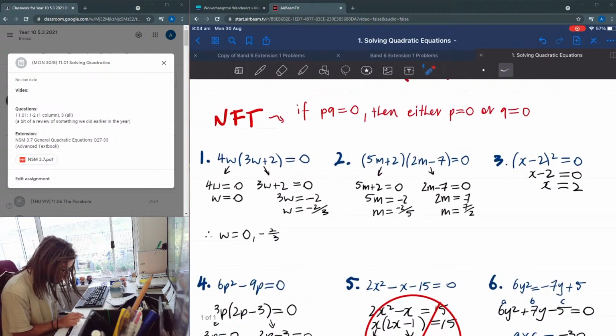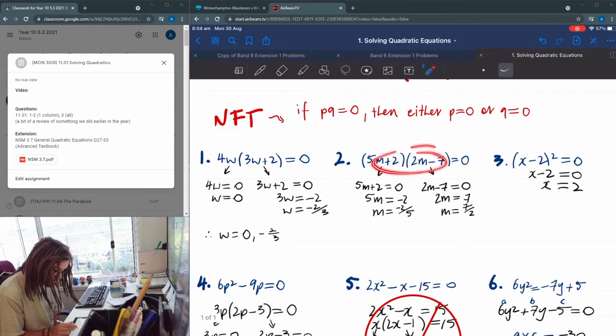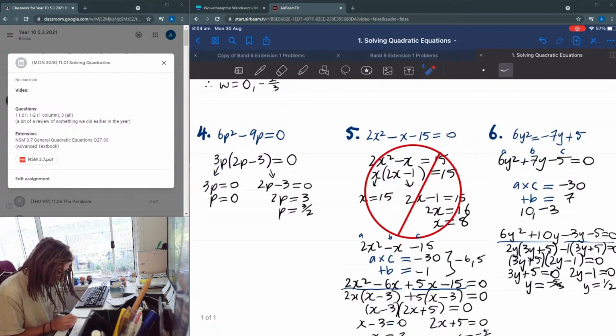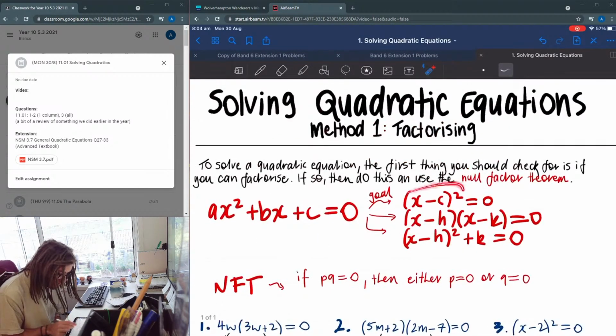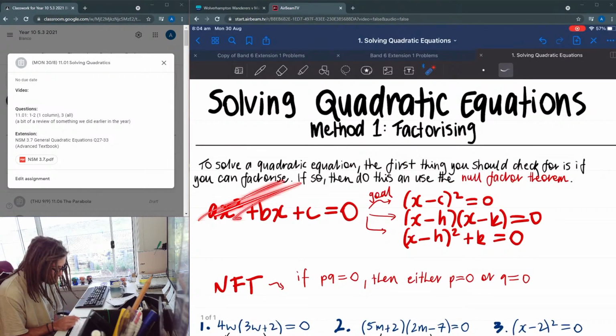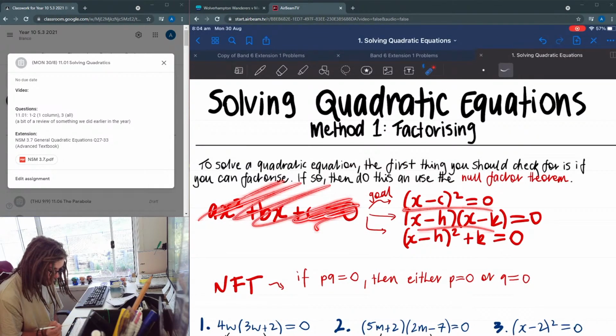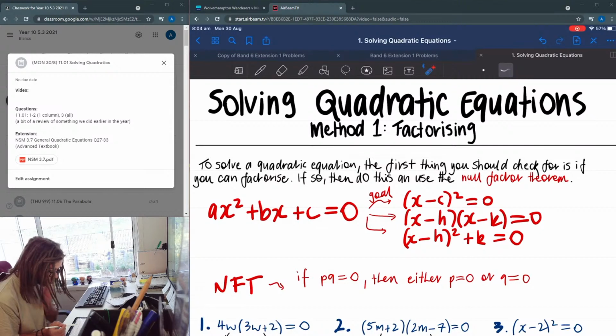So, this one kind of does. You could put it in set brackets. This one, this one, this one. These ones all look like factorized. Yeah. So factorized. Once they're factorized, you can solve them. So I can't solve them when they look like this. The goal is to make them look like this. That's the point. We have done that before.